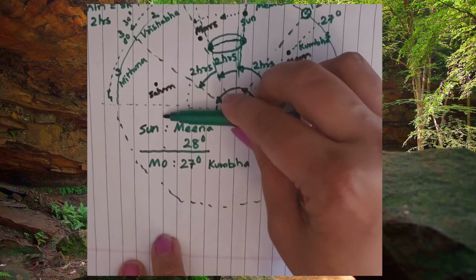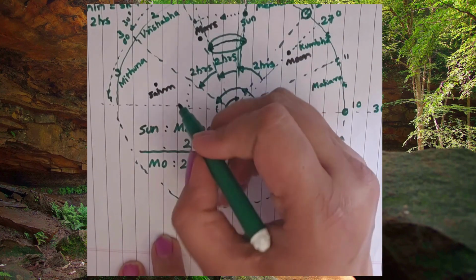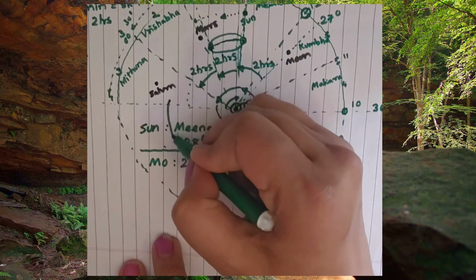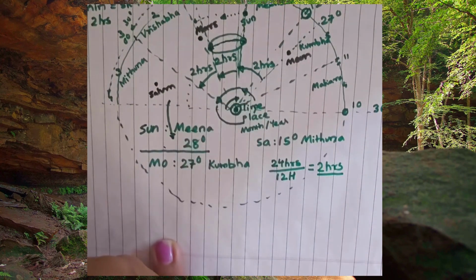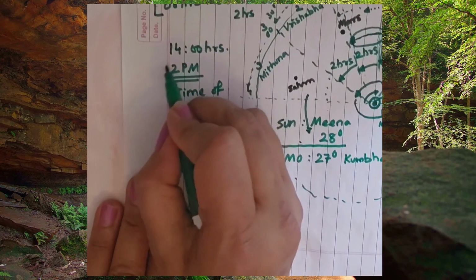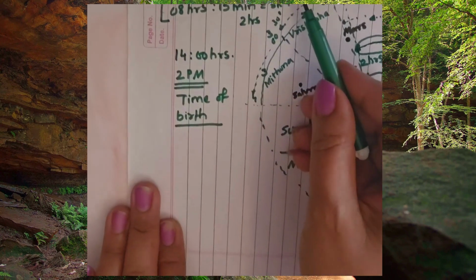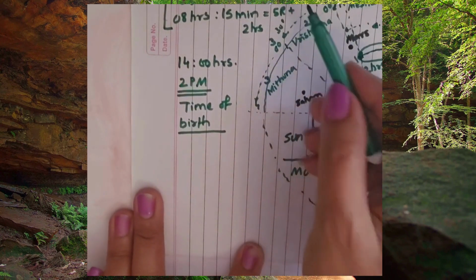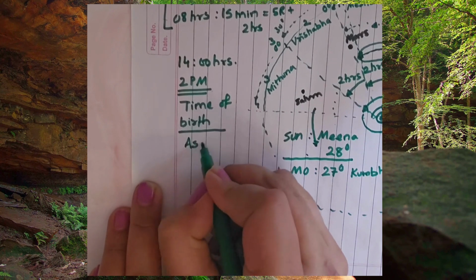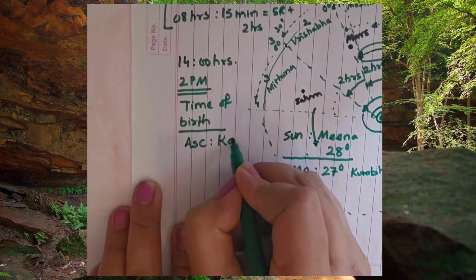So here in this case ascendant will become Karka Rashi. This will become ascendant of the native. Okay. So based on 2 p.m., assuming sunrise is at 6 hours 15 minutes, ascendant of the native will become Karka Rashi.